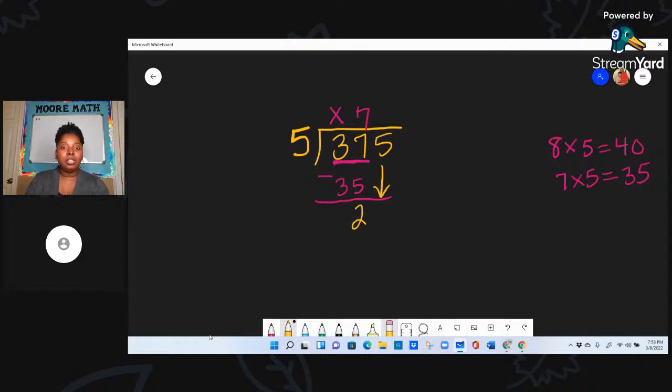It's too big. So 5 can go into 25. How many times? 5 times. Excellent. So 5 times 5 is 25. And 25 minus 25 is 0.